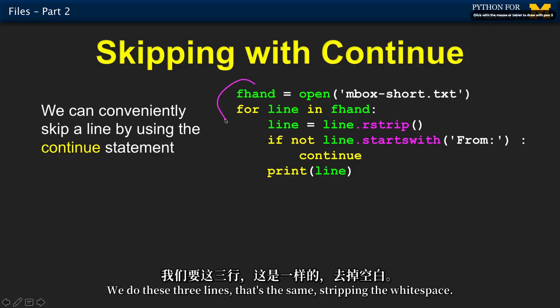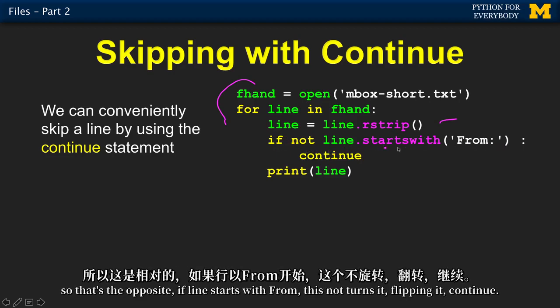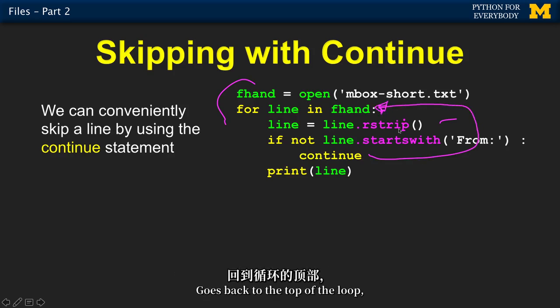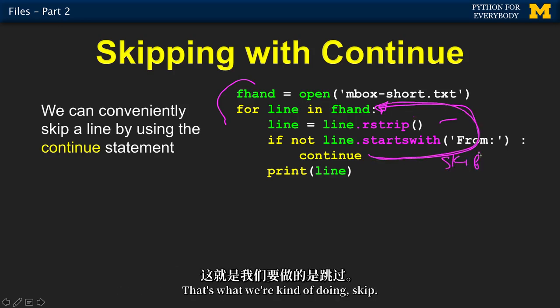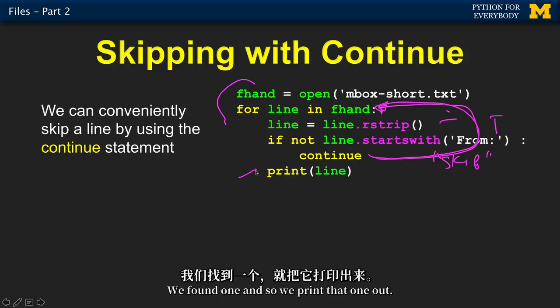We do these three lines, that's the same, stripping the white space. And here what we do is if the line does not start with From, so that's the opposite, the not flips it, continue. So this is a way of going back up. Remember how continue works? It goes back to the top of the loop. So all the lines that are uninteresting to us, we're going to skip. Skip this line, go get the next line. Skip, skip, skip. Oh, wait a sec, this one became true. We found one. And so we print that one out.